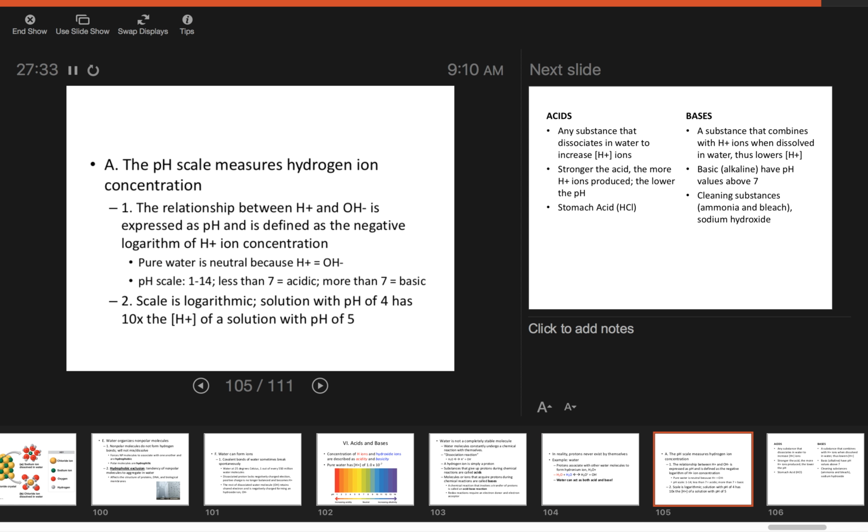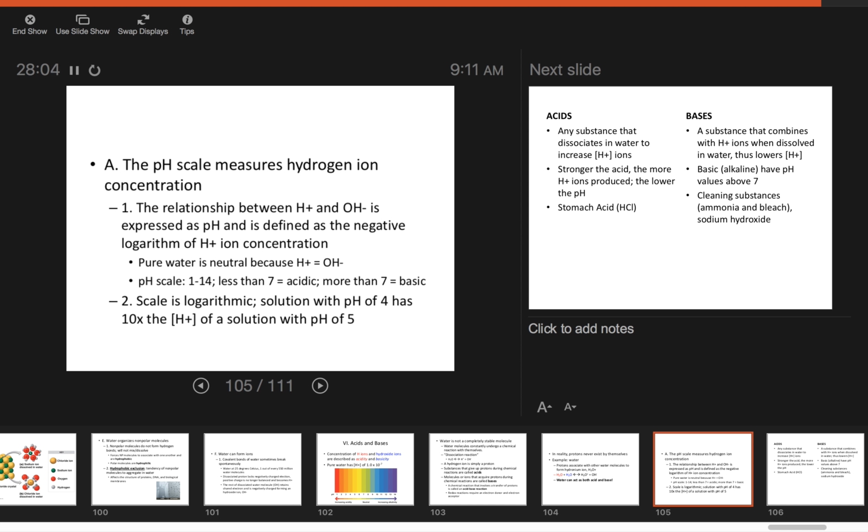So what the pH scale is really looking at is hydrogen ion concentration. That's why I mentioned hydrogen first, and then I mentioned hydroxide. Because pH stands for power of hydrogen. It's looking at the concentration of hydrogen ions. So it's defined as the negative logarithm of hydrogen ion concentration. Pure water is neutral because you have the same amount of hydrogen ions and hydroxide. Like I said, the scale is 1 to 14. Anything less than 7 is acidic, more than 7 is basic.